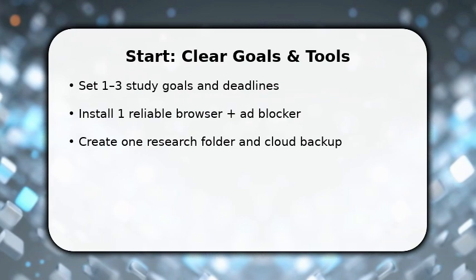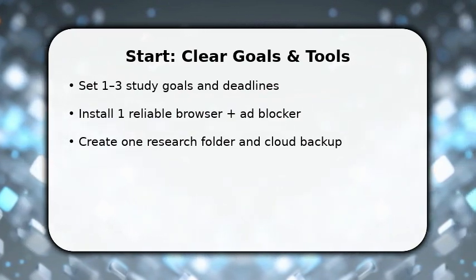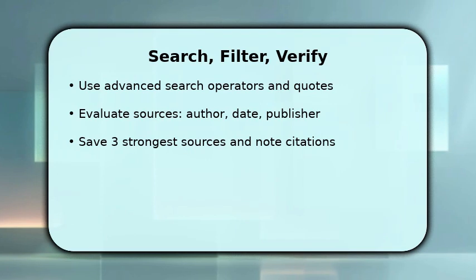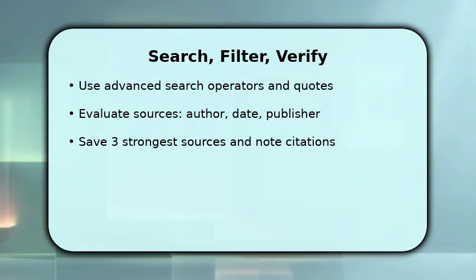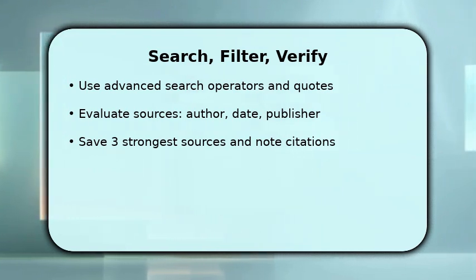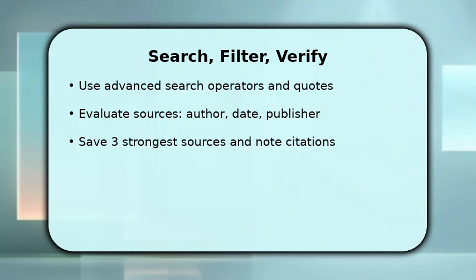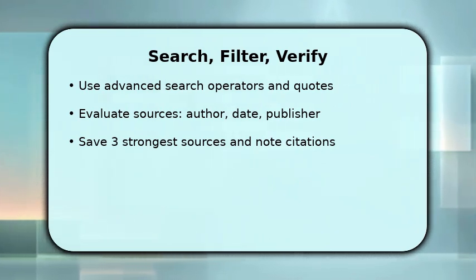You now run targeted searches using quotes, cite, and file type to narrow results. As results appear, skim titles and snippets to eliminate noise, then open promising links in new tabs. Make sure to check author credibility, publication date, and publisher reputation to avoid outdated or biased material. Once you find useful items, save them in your research folder and add quick citation notes.